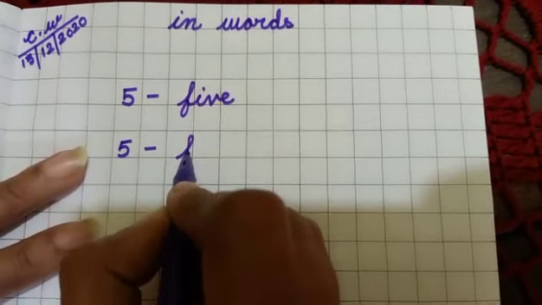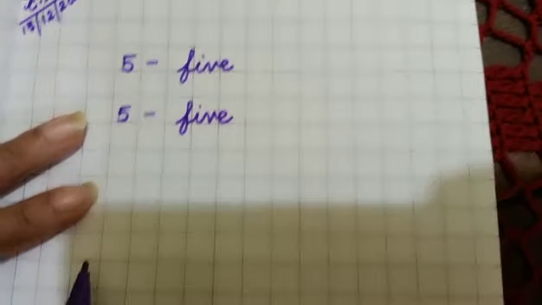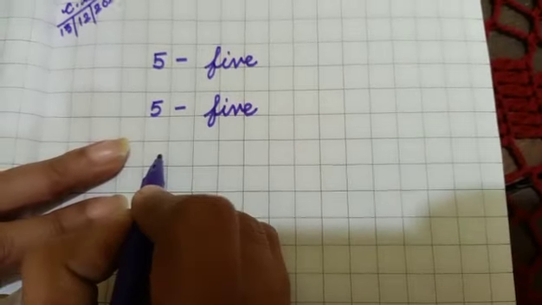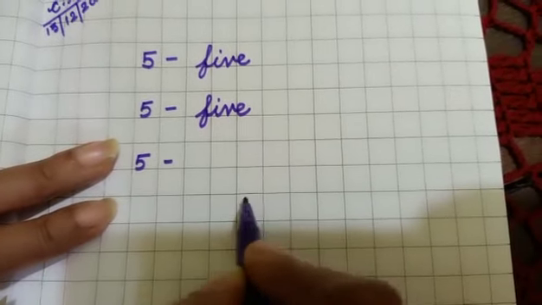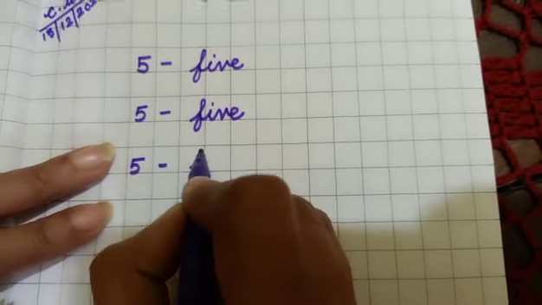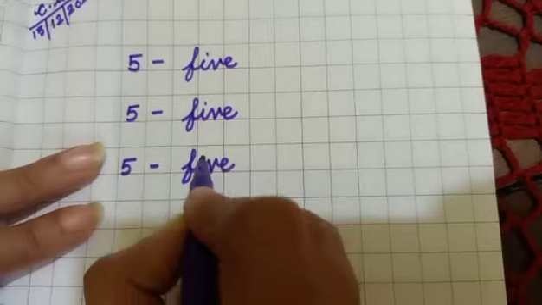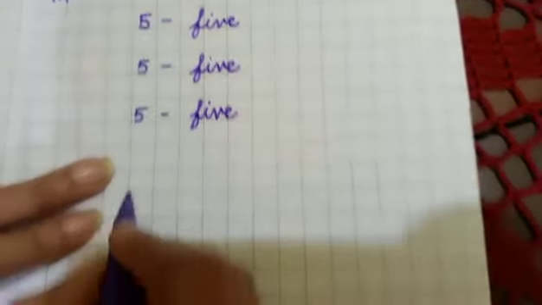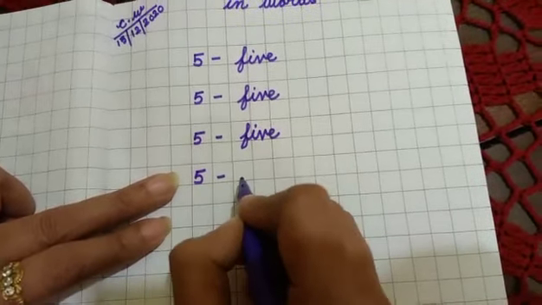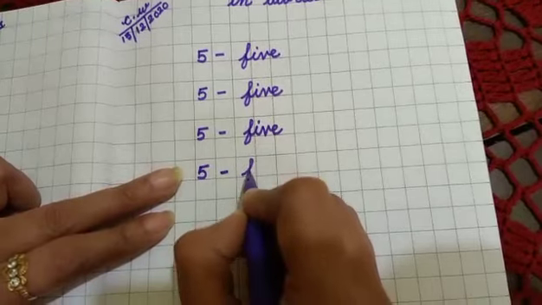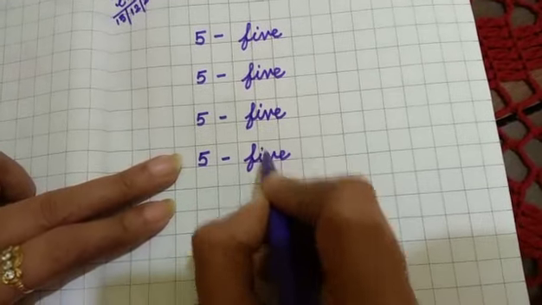F, I, V, E, 5. Okay, then again write the number 5, give dash and write words 5. F, I, V, E, 5. Next, write number 5 here, give dash and the words 5. F, I, V, E, 5.